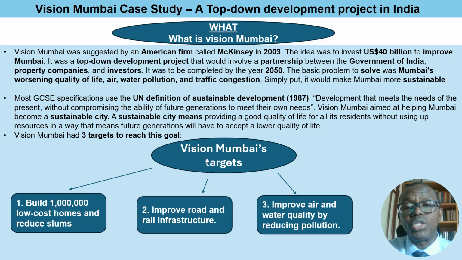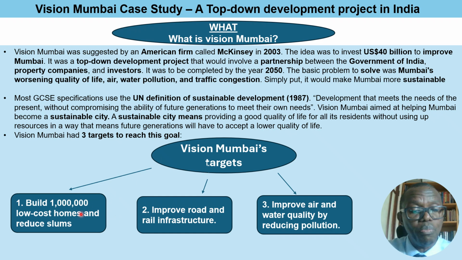Now, a sustainable city, however, is what Vision Mumbai was aiming to become. A sustainable city means one that provides a good quality of life for all its residents without using up resources in a way that means that future generations will have to accept a lower quality of life. And Vision Mumbai, therefore, to solve these problems, which we've just discussed up here, which were a worsening quality of life, air and water pollution, and traffic congestion, came up with 3 targets to reach this goal. And those targets are shown down here.